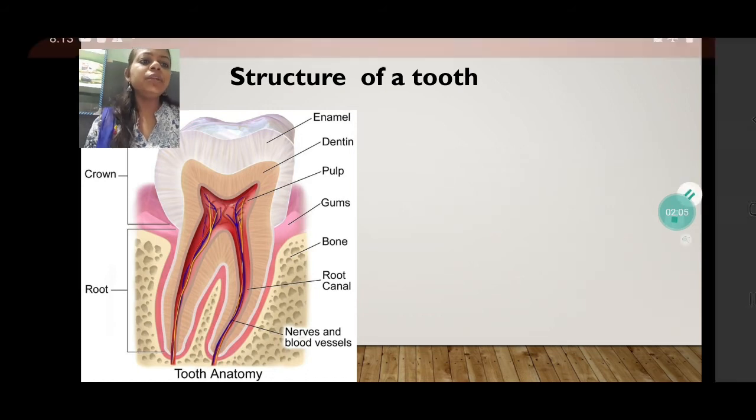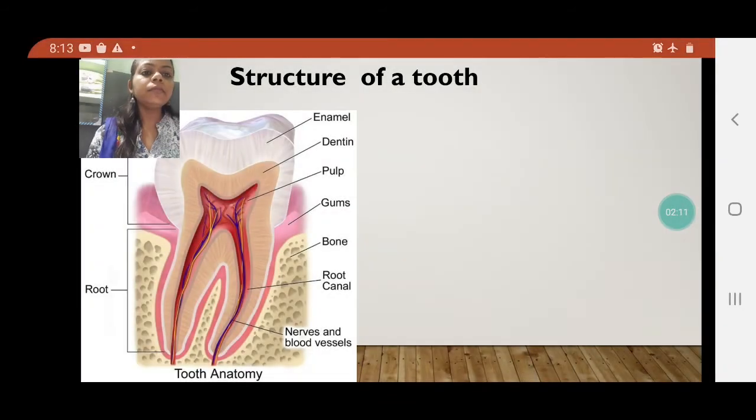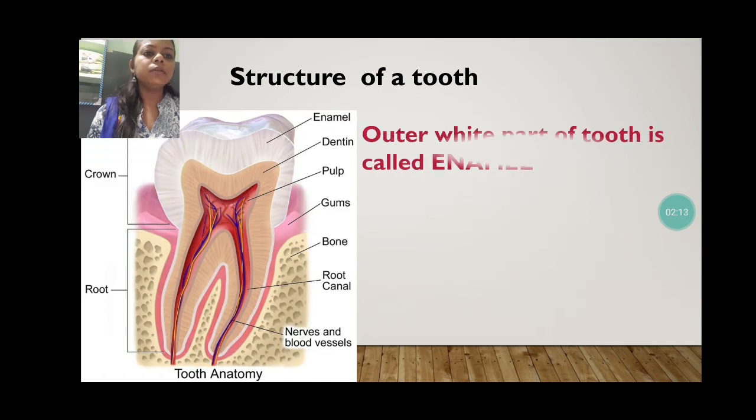First we are going to discuss enamel. Enamel is the white part of the tooth that we are able to see. The complete visible part is the crown, but that crown is covered with an outermost layer known as enamel, and this enamel is very hard. It is the hardest substance in our body.